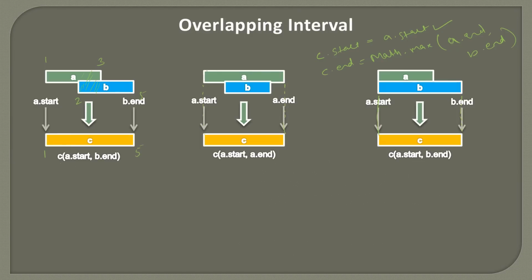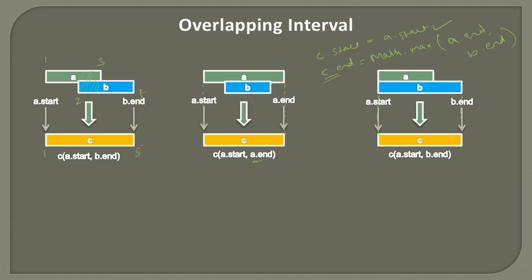Here you can see A completely overlaps B. So A end is greater than B's end. Therefore C end becomes A end. And similarly here, as B is completely overlapping A, B end has a greater value than A end. So whichever is the maximum gets assigned to C end, and that will be our merged interval.